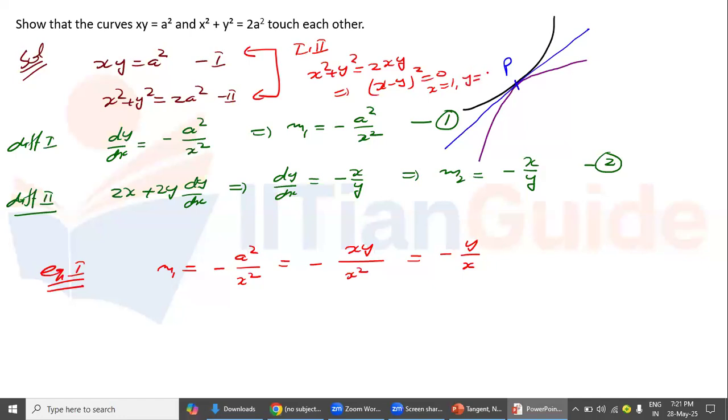Okay? Any problem? x minus y whole square is 0, basically x is equal to y, and both are equal to a. Now put the value x equal to y equal to a. You are getting m2 to be minus 1. Here you put y equal to x equal to a also, so you are getting m1 also to be minus 1. So m1 is equal to m2. That means they are touching each other. Is it clear?